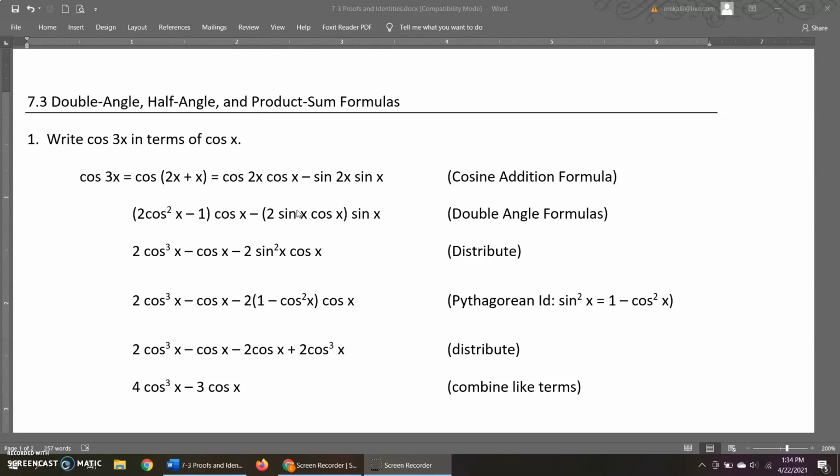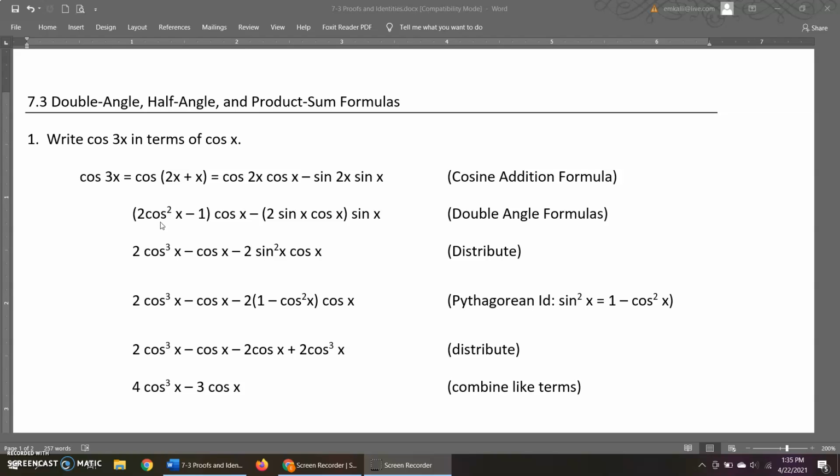Now, you may recall that cosine 2x has 3 different formulas you can choose from. I picked this one in particular because they want us to change this to all cosine x. So I picked this one because that is a cosine x, and it doesn't have sine in it, and it doesn't have any of the other functions. It's just cosine x and a 1. So that's why I picked that one.